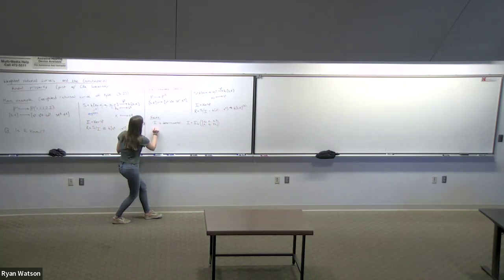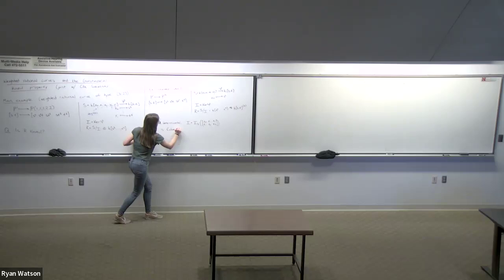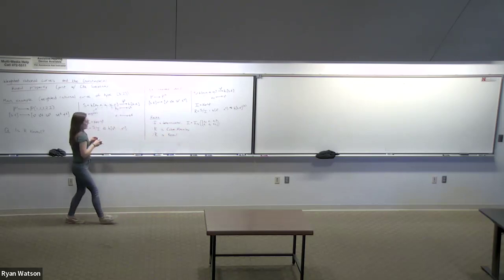The next one is that R is Cohen-Macaulay. And then another fact is that R is Koszul, or a Koszul algebra. And that's really the fact that I am most interested in.